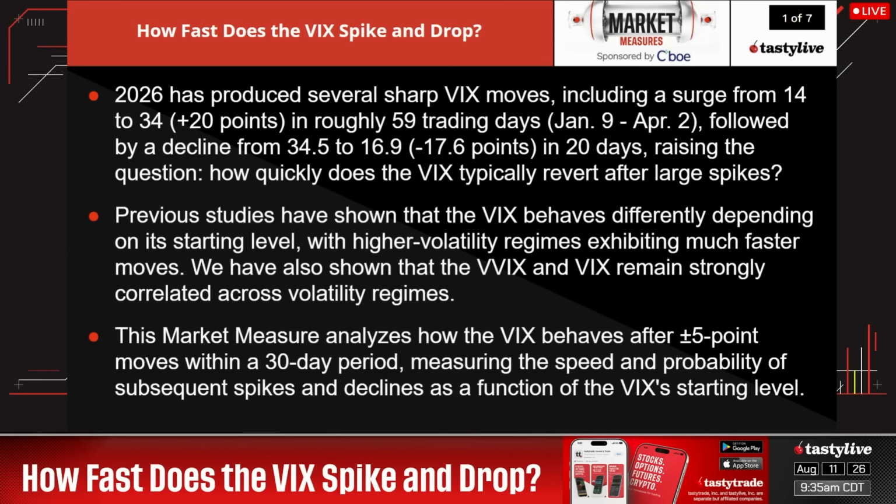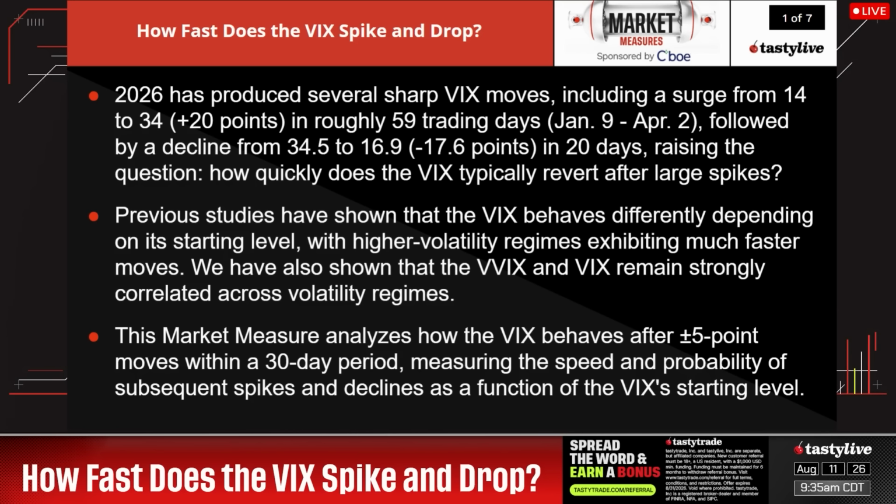So first slide. 2026 has been a lot of chop, a lot of volatility this year. Several sharp VIX moves, including a surge from 14 to 34, 20 points in 59 trading days, followed by a contraction in 20 trading days, which is unusual. Usually you have much more rapid expansion and then a much longer contraction. So we saw an inversion of that this year, which has been very interesting volatility behavior.